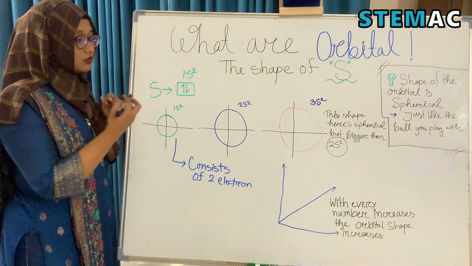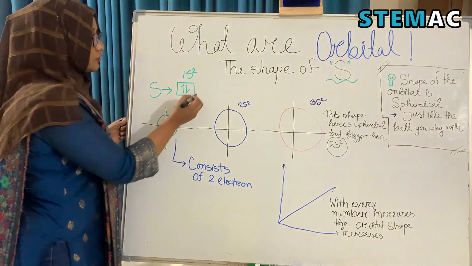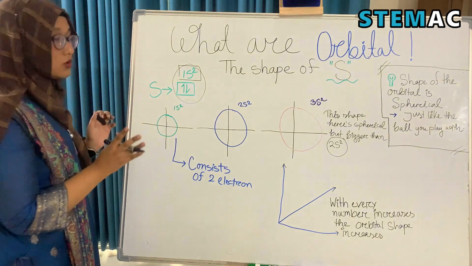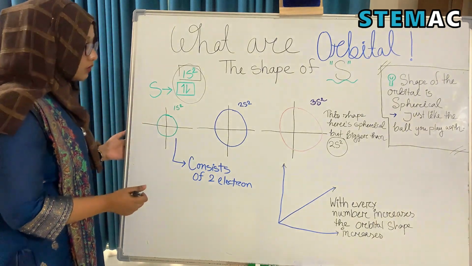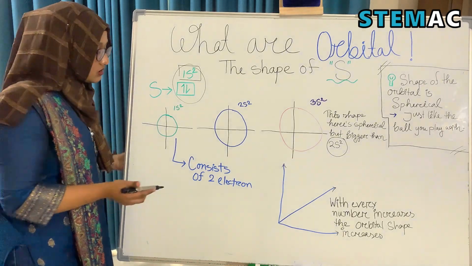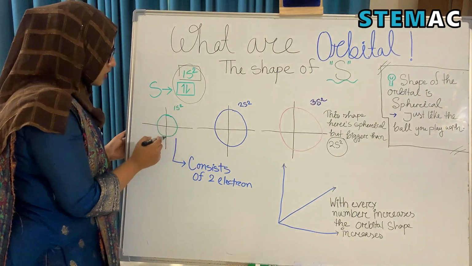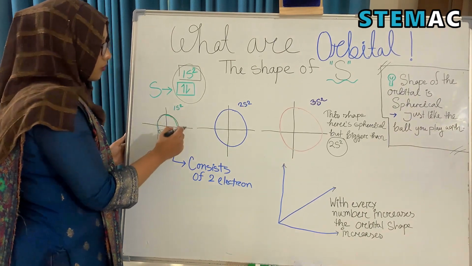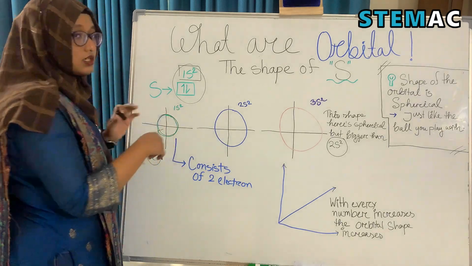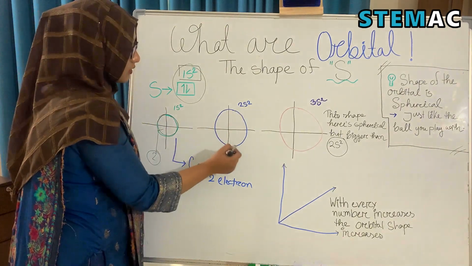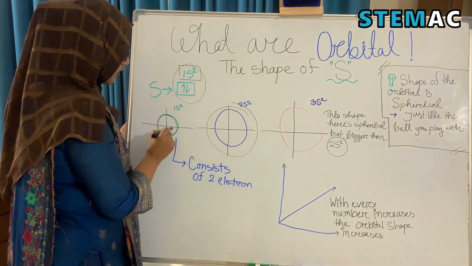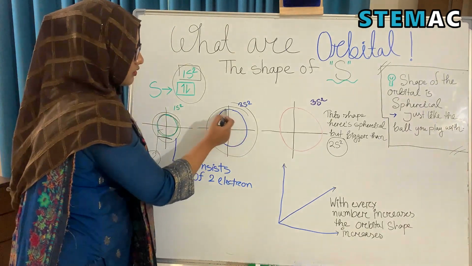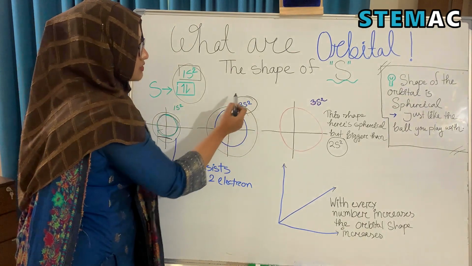Firstly, we're going to learn about the s shape, which consists of two electrons, known as 1s², and gradually the number will increase. What is the shape of the s orbital? It is a spherical shape, almost round, with two electrons in it. As the orbital number increases, the size of the orbital also increases. Here we can see the green spherical shape is smaller than the blue spherical shape, which is 2s².